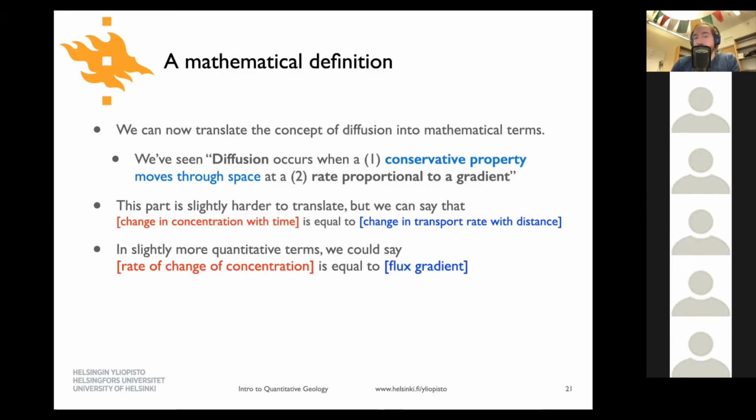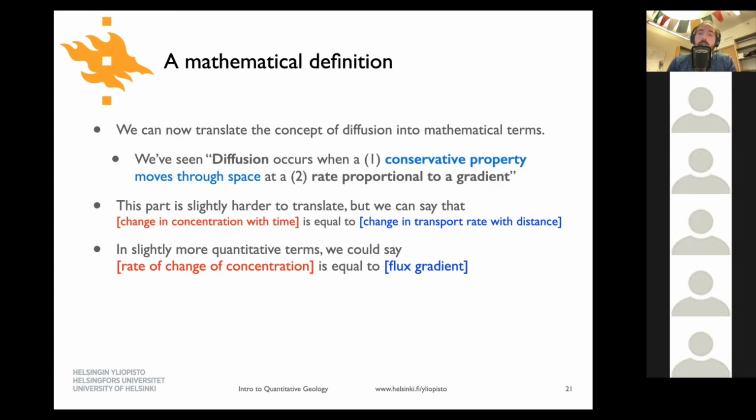Said slightly differently, we could say our rate of change of the concentration is equal to the flux gradient. So now we have things that sound a bit more like what we saw before. Remember, flux was indicated with the letter Q. Now we have a flux gradient, which would mean that we're going to have our change in Q over some change in X, for instance.